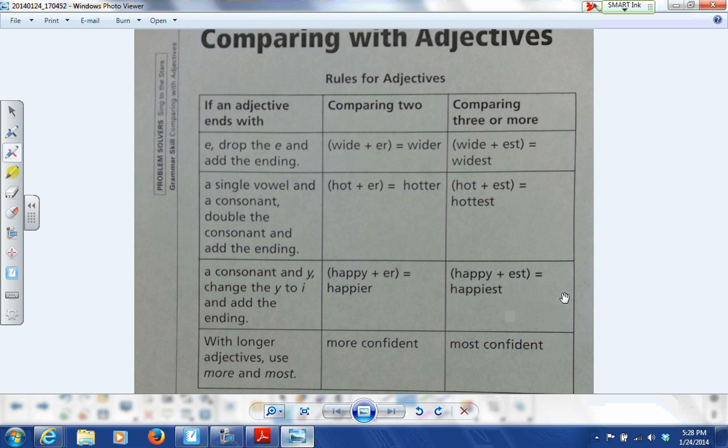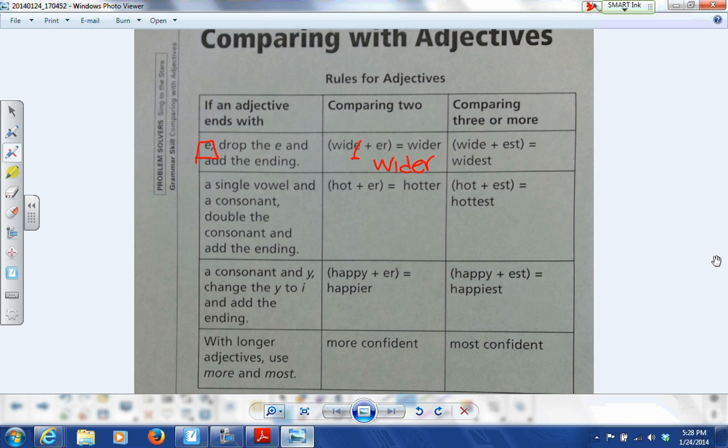Okay, let's take a look at this little chart here comparing with adjectives. So this is just another chart for the rules for adjectives. When you have an adjective that ends with an E, okay, you're going to drop the E and add the ending, such as wide. Wide ends with E here. So I'm going to take that away and I'm going to add ER. Okay, same thing with widest. I'm going to drop the E and add an EST.